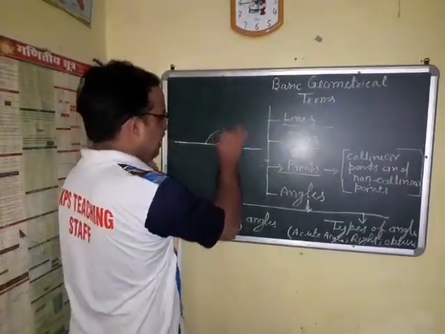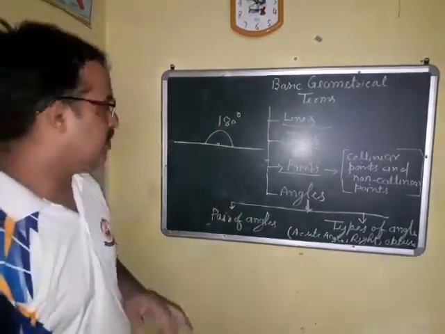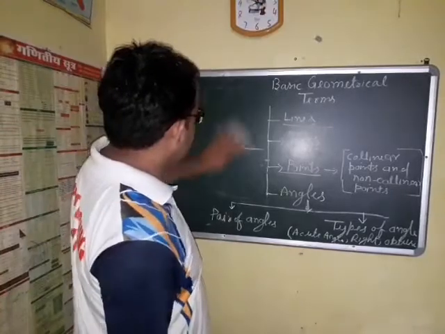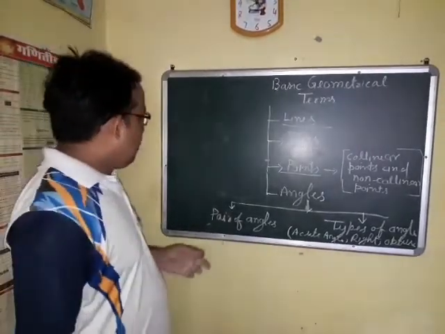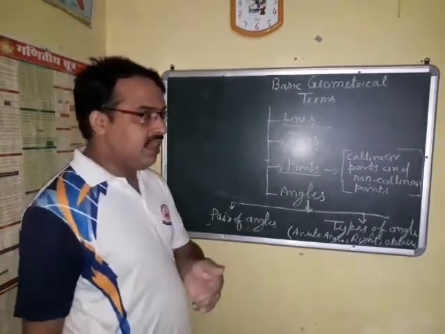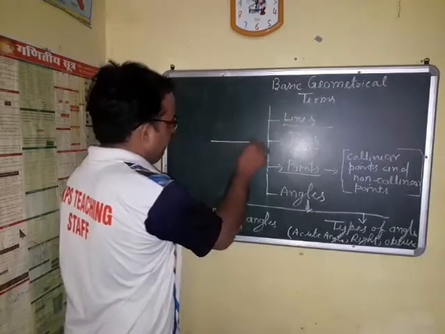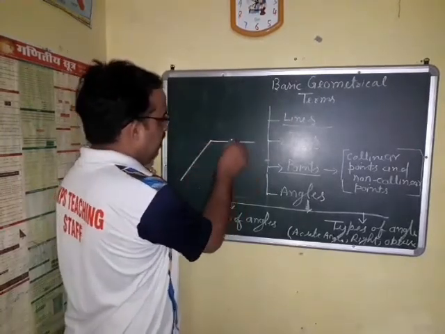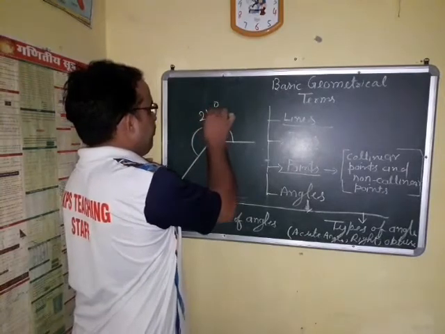And the next one is the straight angle. Straight angle, this one, 180 degrees, is called a straight angle. And the next one is the reflex angle. A reflex angle is less than 360 and greater than 180. Clear? This angle is called a reflex angle.